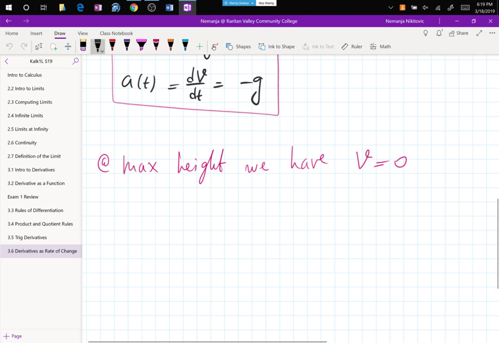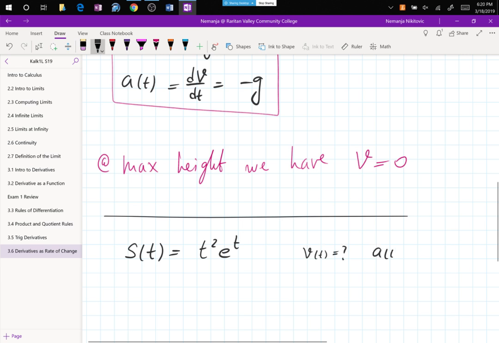So you have position function s of t given as t squared e to the t, and we are looking for the velocity function, acceleration function, velocity at 3 seconds, acceleration at 3 seconds. And that's it. Very simple. So our x is actually t in this problem. So we take the derivative with respect to t for both velocity and acceleration.